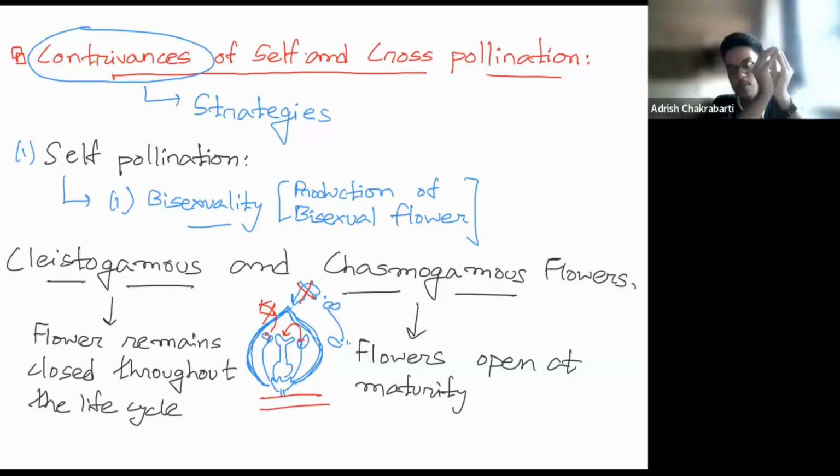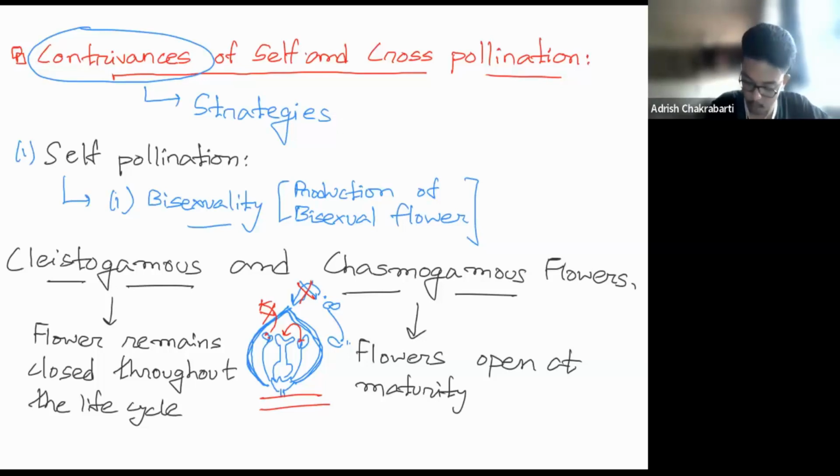If the flowers remain like this throughout the life cycle and don't open at maturity, external pollen can't fall onto the stigmatic surface, neither can the pollen from the anthers get out of the flower. So this is what happens in case of cleistogamous flowers.